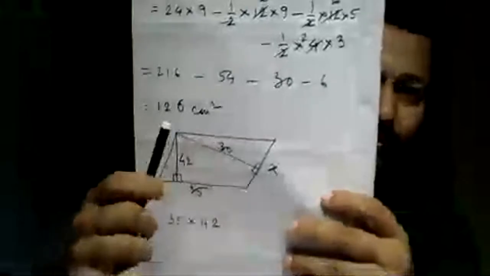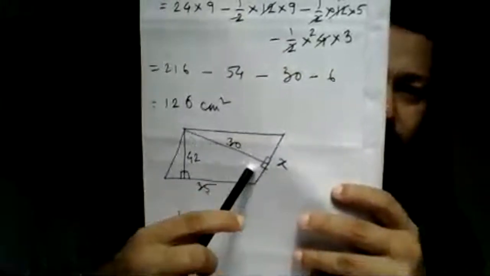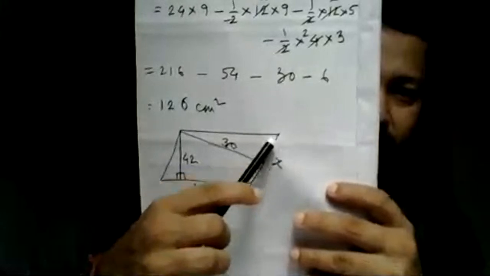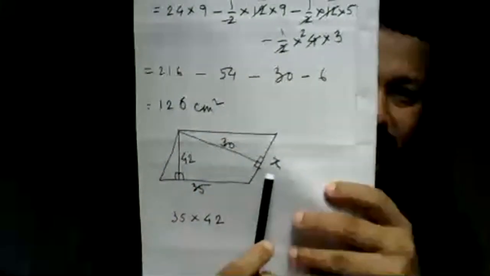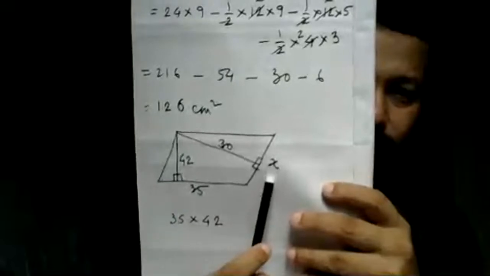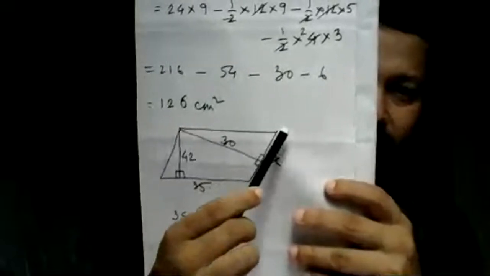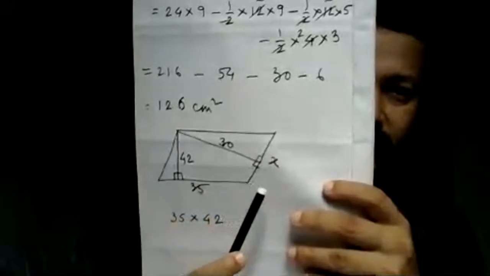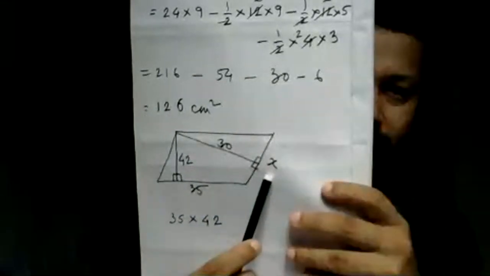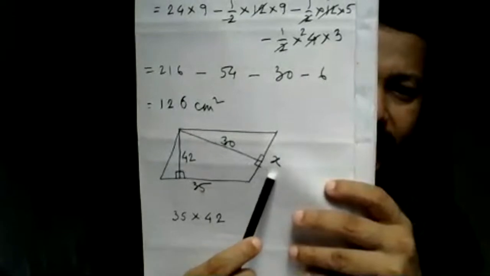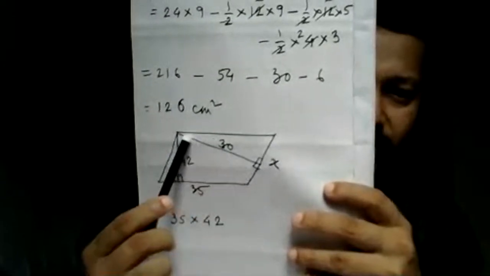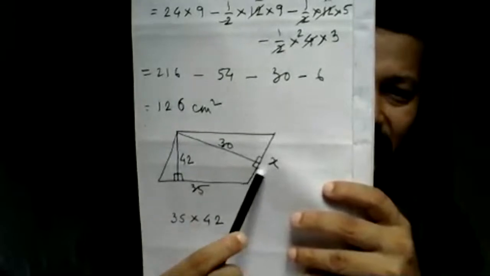other altitude is 30. See, this is the other altitude. This altitude is 30. Then what is this base? It means we have to find this x. If this is 30, then what is this? This is x. So what is the area? Base into height. Base is x, x into 30.